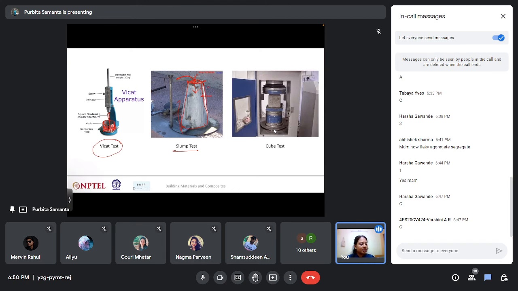So the difference in this height will help you understand the workability of that particular concrete. And then of course we have the cube test.